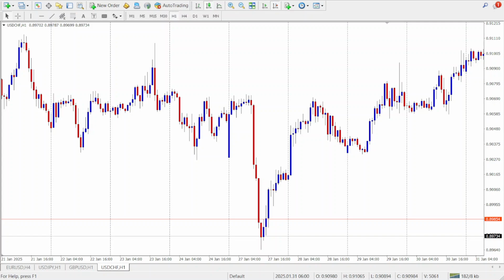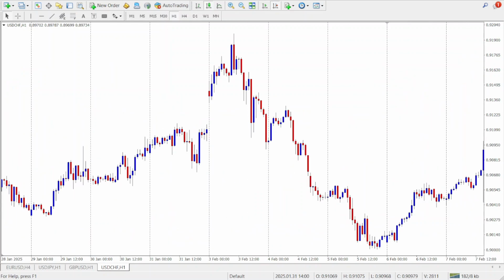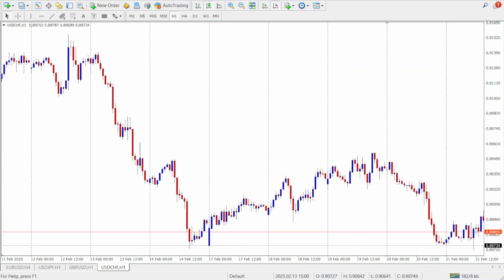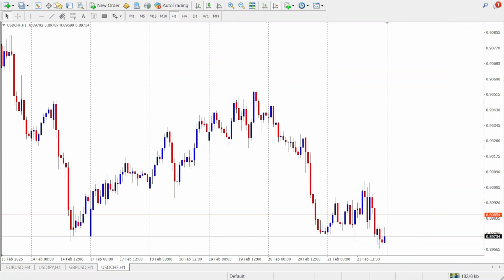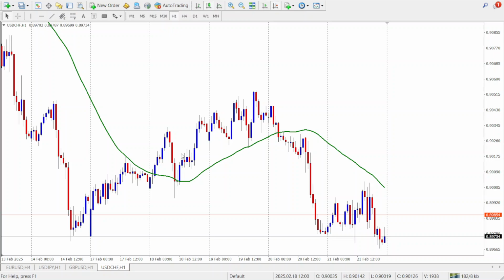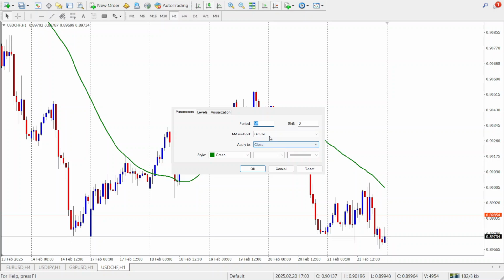Now let's talk about the indicators you're going to need for scalping. You don't need a ton of indicators, just the right ones. Let's just focus on three that can make a big difference in your scalping strategy. The first is going to be the 50 EMA, the moving average. We're going to be using the 50 EMA.